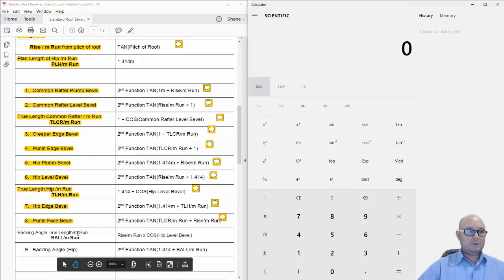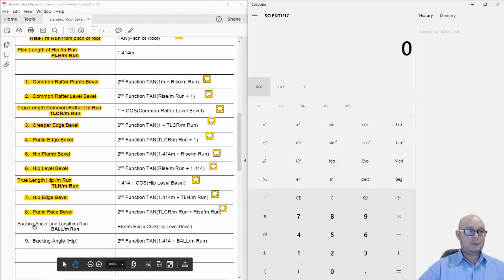Now, the next item to work out is the backing angle line length per metre run, or the BALL per metre run. And this is calculated by the rise per metre run times cos hip level bevel. And the level bevel is over here, which is 22.2 degrees. So if we can work that out, I'll do the calculation with rise per metre run first.